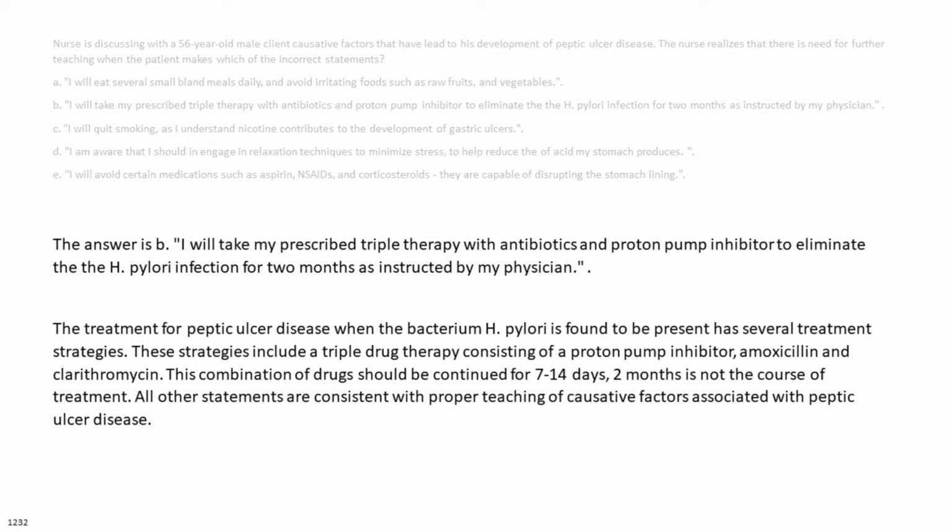The answer is B. I will take my prescribed triple therapy with antibiotics and proton pump inhibitor to eliminate the H. pylori infection for 2 months as instructed by my physician. The treatment for peptic ulcer disease when the bacterium H. pylori is found to be present has several treatment strategies. These strategies include a triple drug therapy consisting of a proton pump inhibitor, amoxicillin and clarithromycin. This combination of drugs should be continued for 7 to 14 days, 2 months is not the course of treatment. All other statements are consistent with proper teaching of causative factors associated with peptic ulcer disease.